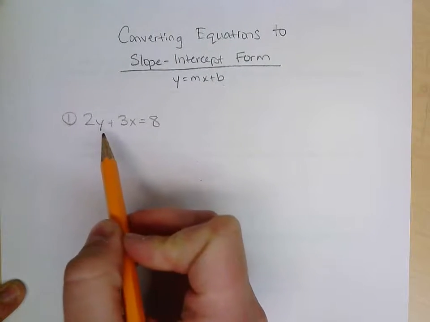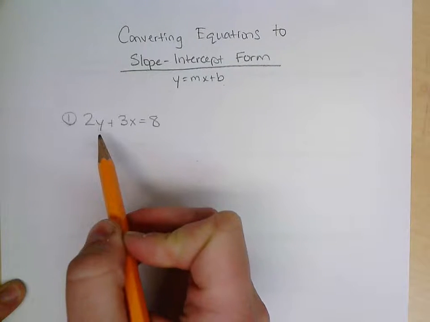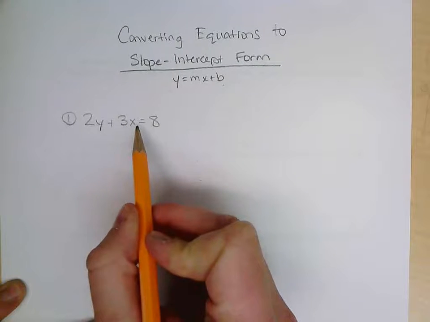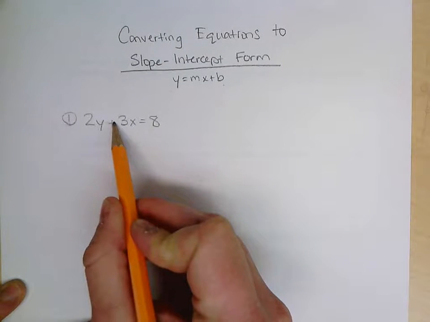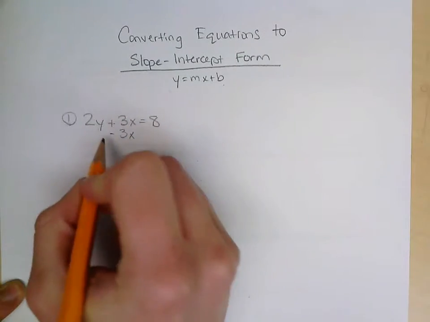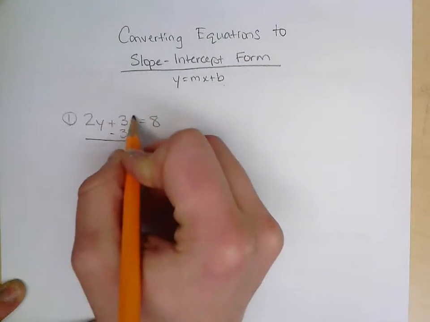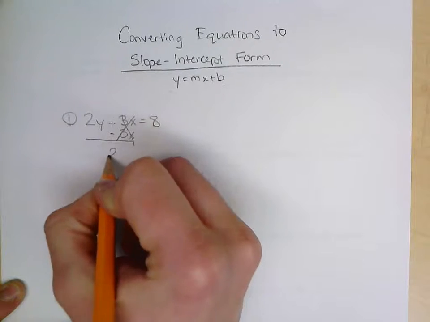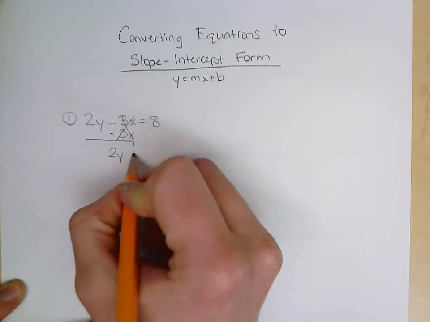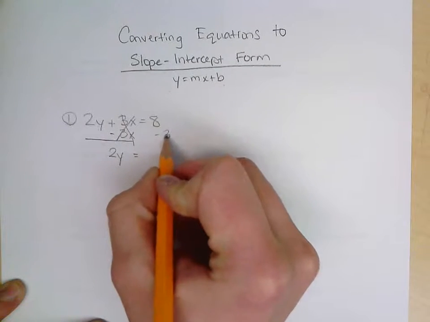So when we use the inverse order of operations, we have to undo addition and subtraction first. So the first thing we need to do is get rid of this 3x. Right here we see that it's a positive 3x, and so to undo that, we're going to subtract 3x from this side. When we do that, the x's cancel out, and all we have left is 2y. And if we do it to the left side, we have to do it to the right side of our equation. So we're going to subtract 3x over here.